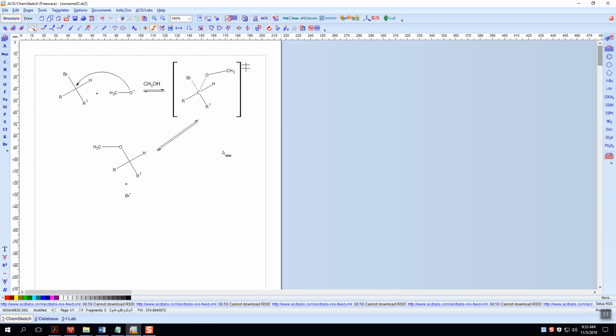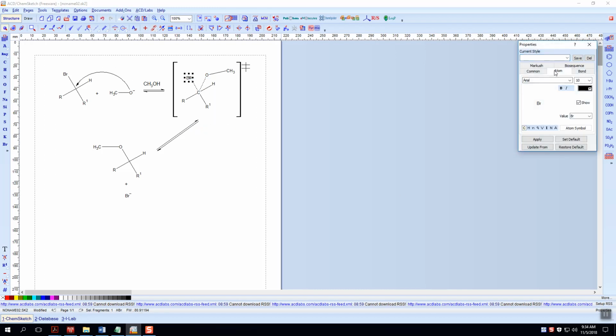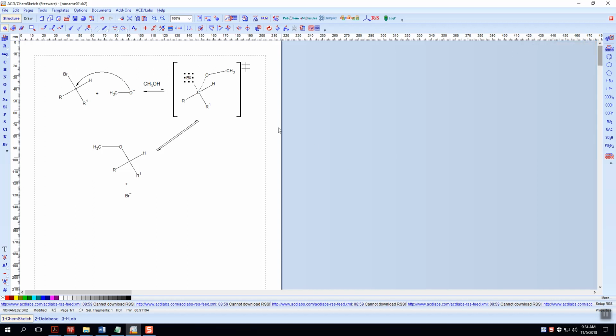The major trick that you have to remember is how to get rid of the extra H's when you change to the dashed bond. And to do that, you need to click on the atom, click on object properties, click on atom, get the H, and remove the show. So the H does not show up and you don't see it, and that makes it disappear.